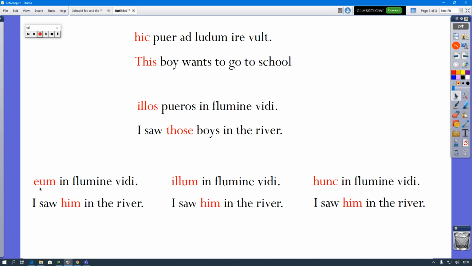In the same way as when eum doesn't agree with a noun, I would translate it as him, and hunc could also be him. Of course, if it was feminine instead, if it were eam, it would be I saw her. If it were illam, I saw her. And hanc would be I saw her. So, when we have hic and ille with a noun, hic means this and ille means that. But when they are by themselves, they just mean he, she or it.